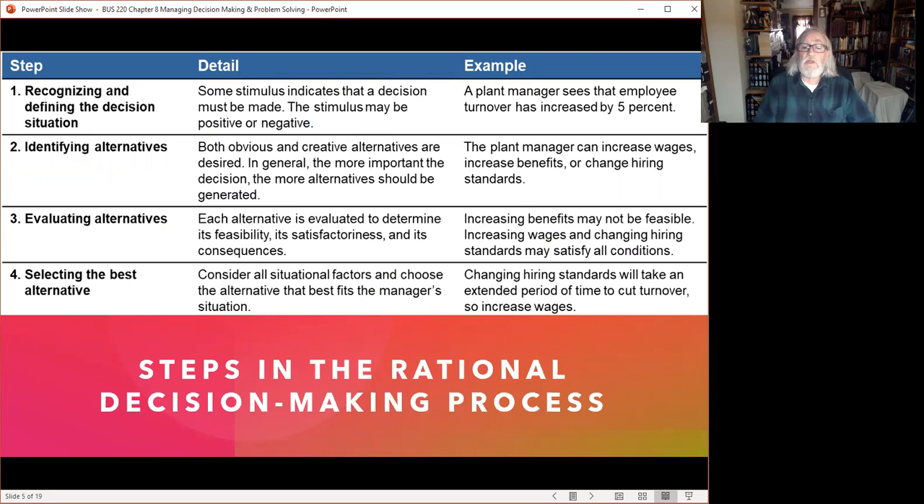So here, this is just what I've said. But we've got a nice little example to work through, and so it puts it in a business context for us. Let's just take a real close look at it. First, a plant manager sees that employee turnover has increased by 5%.